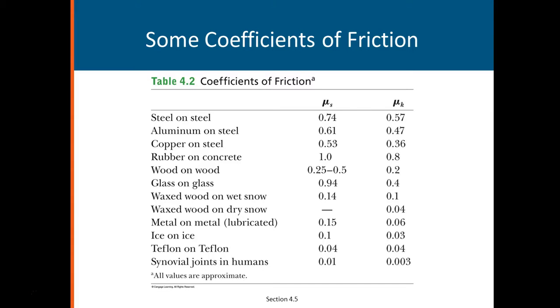These are just some of the coefficients of friction. Like steel on steel, you can see that kinetic is less than static. Aluminum on steel is a little bit less friction. Copper on steel is even less. Rubber on concrete has a lot of friction, especially a lot of static friction. That's actually really good because we want our tires to not skid on the road, right? When we drive on ice, we have a lot less static friction. So ice on ice is going to be really, really low. You can look through these, but these are just the coefficients, the mu's.